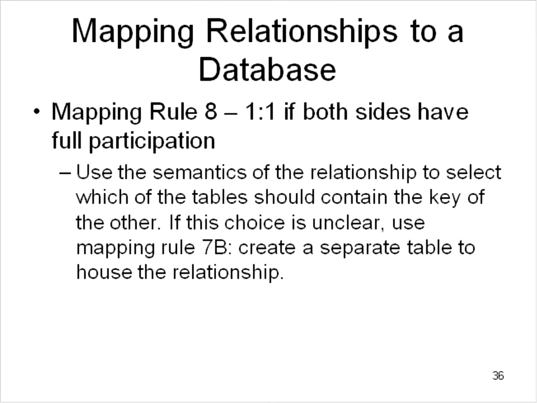Now, mapping relationship states, if both sides have full participation, what do we do? You use the semantics of the relationship to select which of the tables should contain the key of the other. If this choice is unclear, use mapping rule 7b, create a separate table to house the relationship, just like we did for the partial one-to-one relationship, or rather the end-to-end relationship.